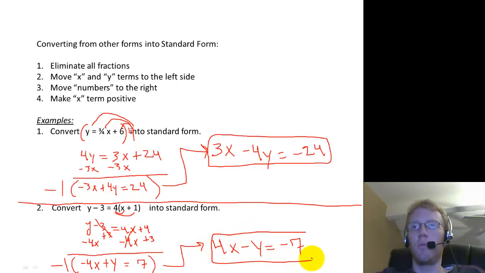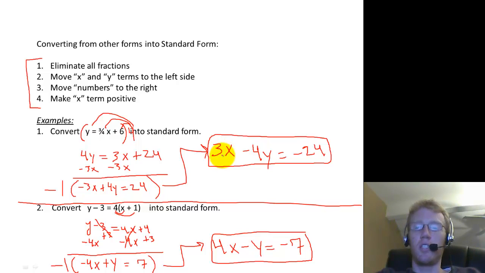So you can see an example of converting a slope-intercept form to standard and converting a point-slope form to standard. Sometimes you have to multiply through by whatever number was in the denominator to get rid of a fraction. Sometimes you have to distribute to get rid of parentheses. Whatever you have to do, these are the 4 steps that you have to fulfill. No fractions, x and y on the left, numbers on the right, and the first term is positive and has an x somewhere in it.